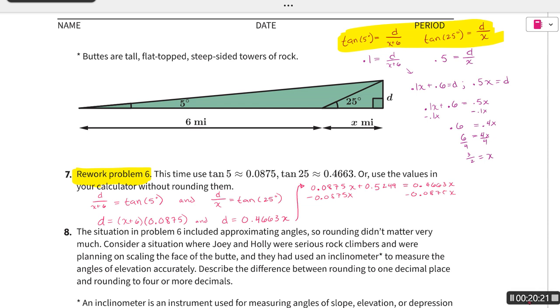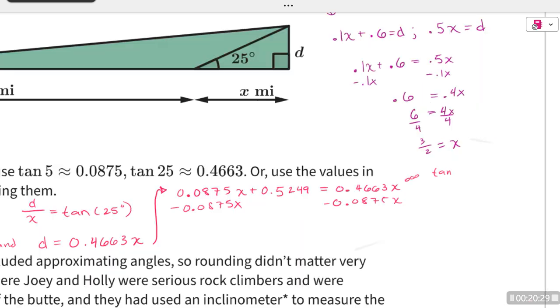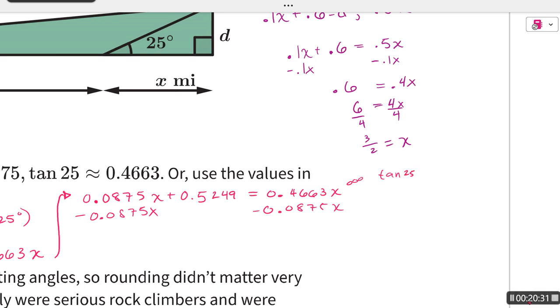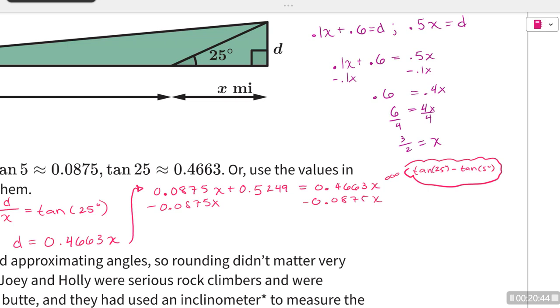0.0875x. So if you want to be more exact, you can actually just do tan of 25 degrees in your calculator minus tan of 5. Remember, that's where these two values are coming from. So if you want to do that in your calculator, you'll be a little more exact. So if we subtract those two values, we do get about 0.3788.